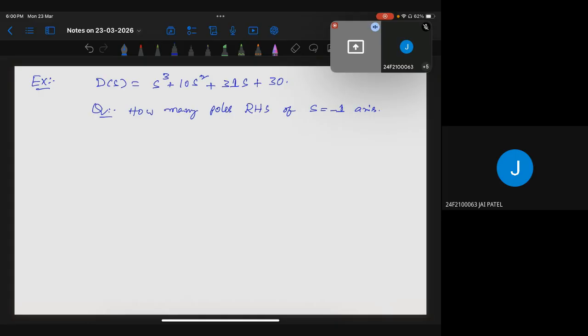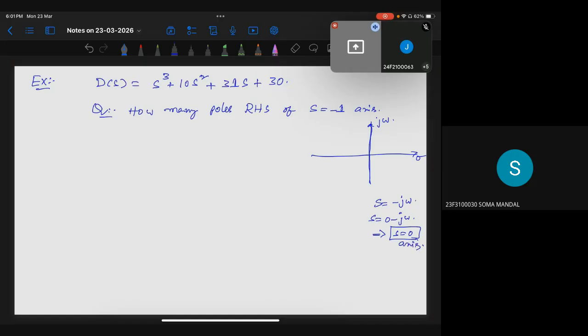Previously we were discussing this: this is sigma, this is j omega, correct? Here S equals j omega means S equals 0 plus j omega, that is nothing but S equals 0 axis. On the j omega axis the real part is 0, correct?